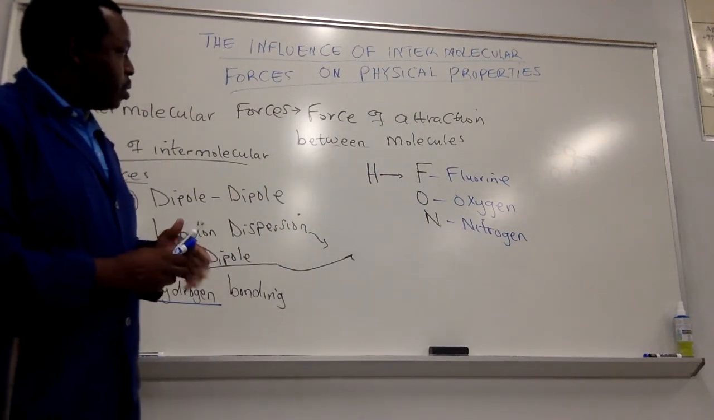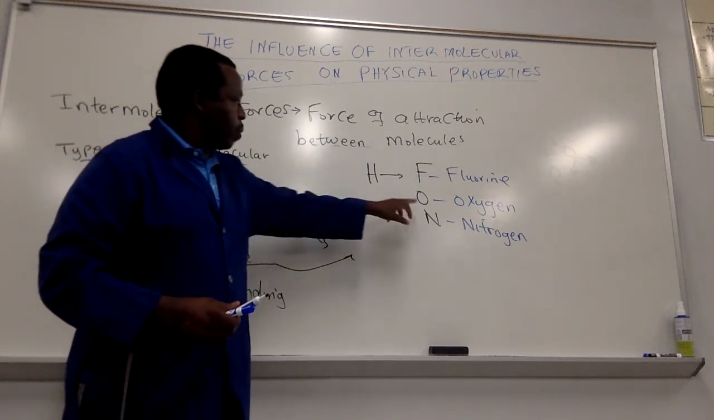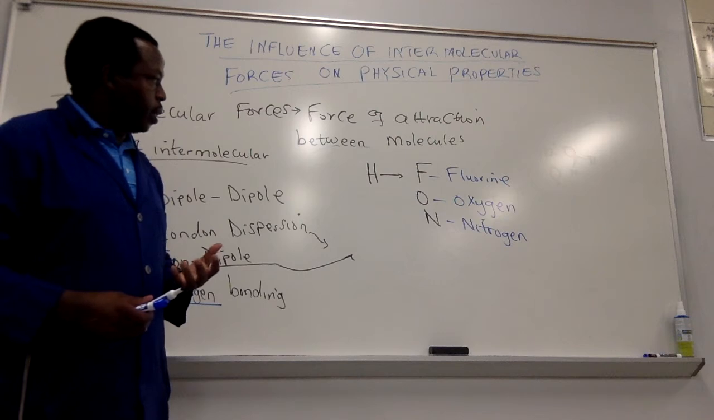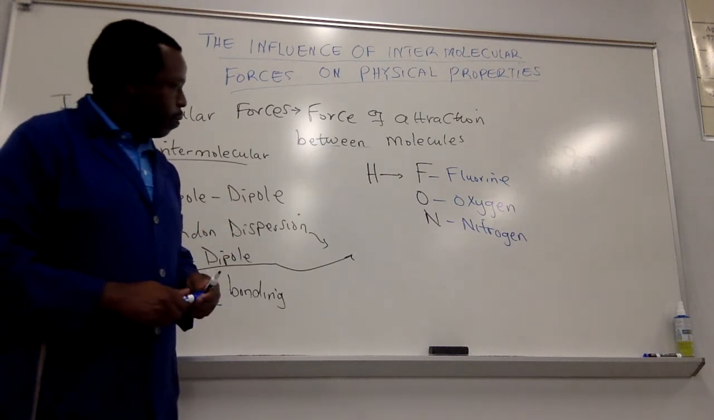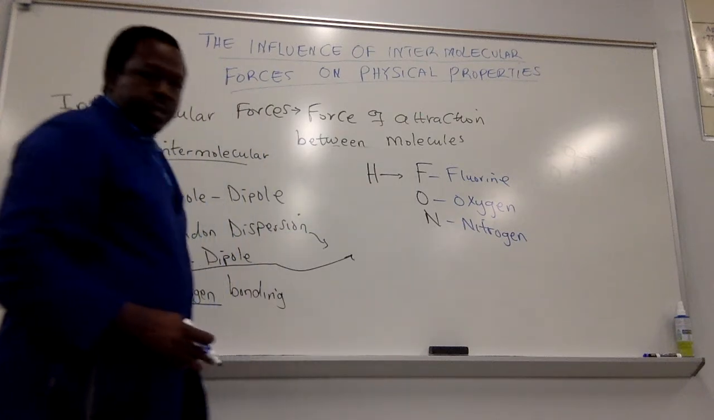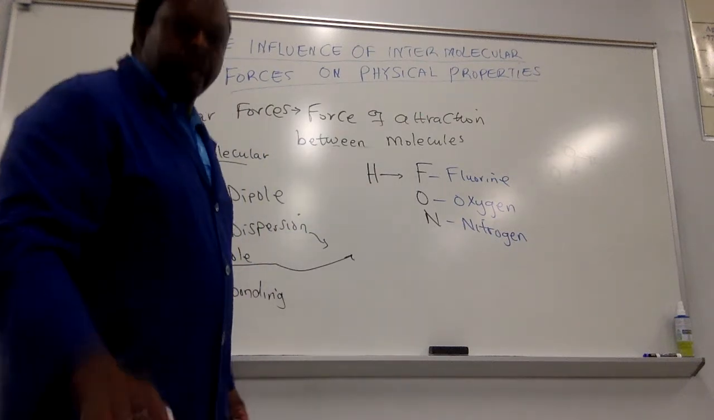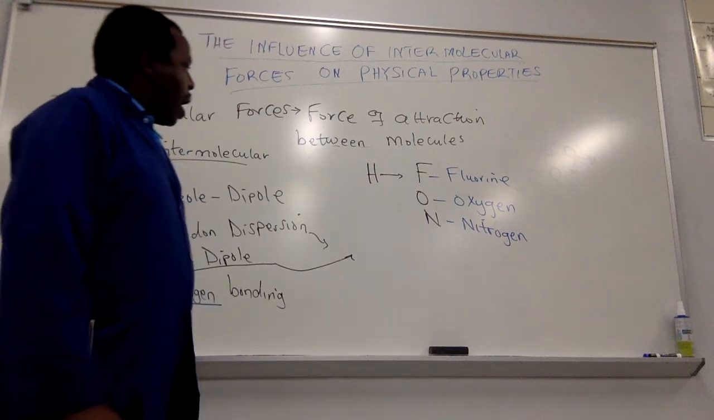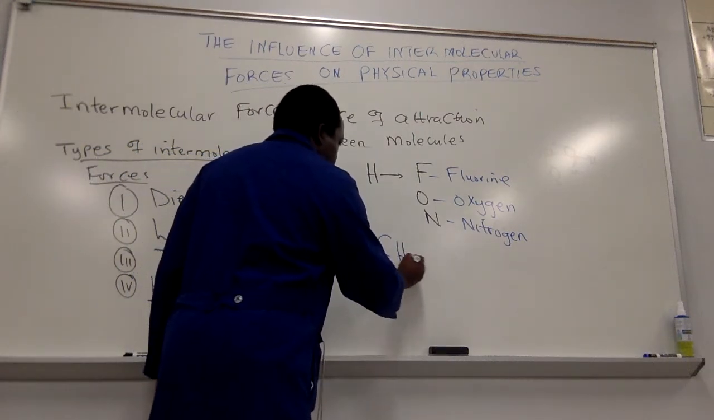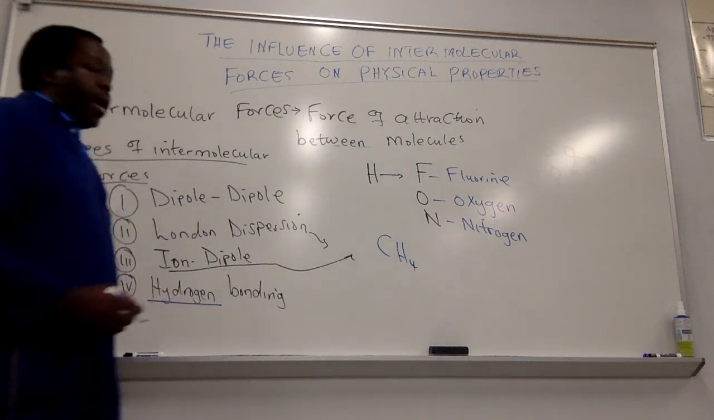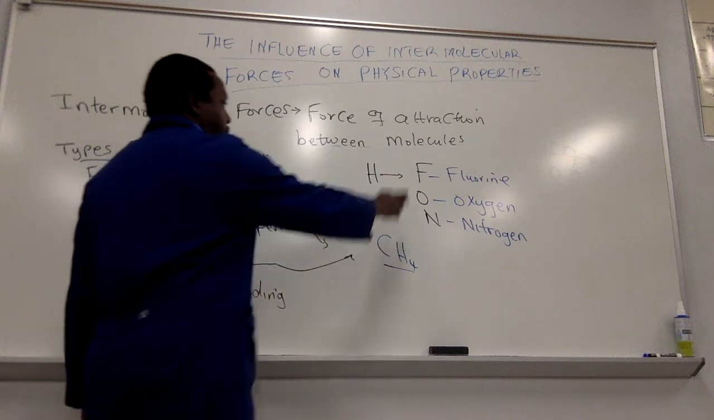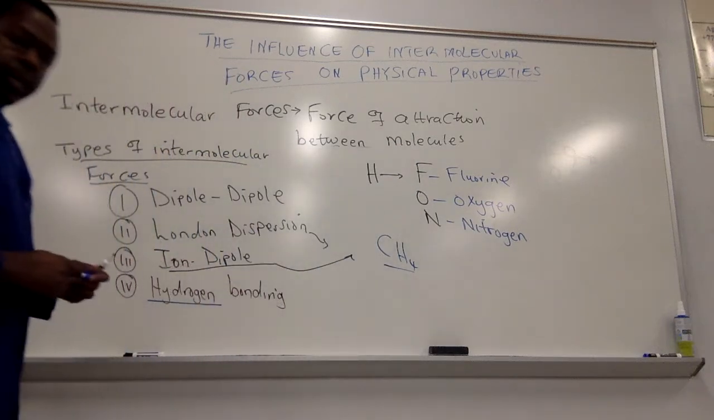Which, when hydrogen interacts with fluorine, oxygen, or nitrogen, you say that hydrogen bonding is in there. Other than that, if none of these elements are involved, then we say that is not hydrogen bonding. For example, methane will not exhibit hydrogen bonding. No hydrogen bonding in this because none of these elements are included in that.